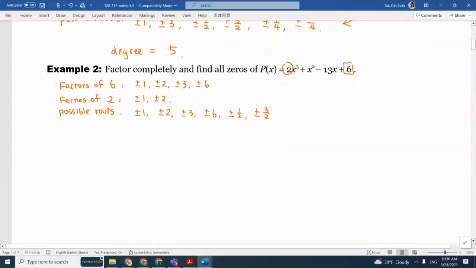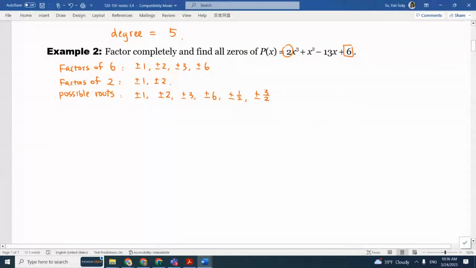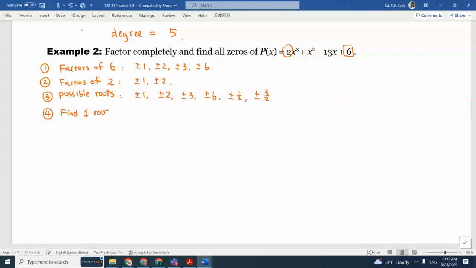Okay, very good. Now we want to find a root. Maybe let me label the steps. First step, you find the factors of the constant term. Second step, you find the factors of the leading coefficient. The third step, you write down the possible roots, and then the fourth step, you want to find one root. How do you do that? You want to plug those numbers into the polynomial.